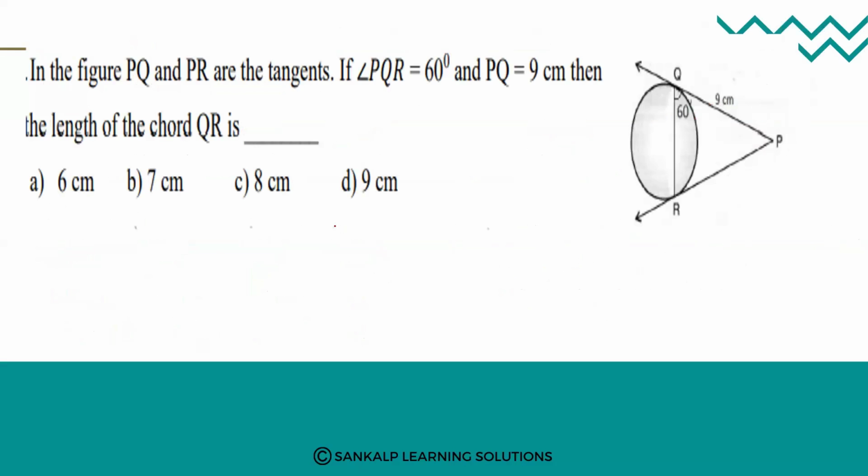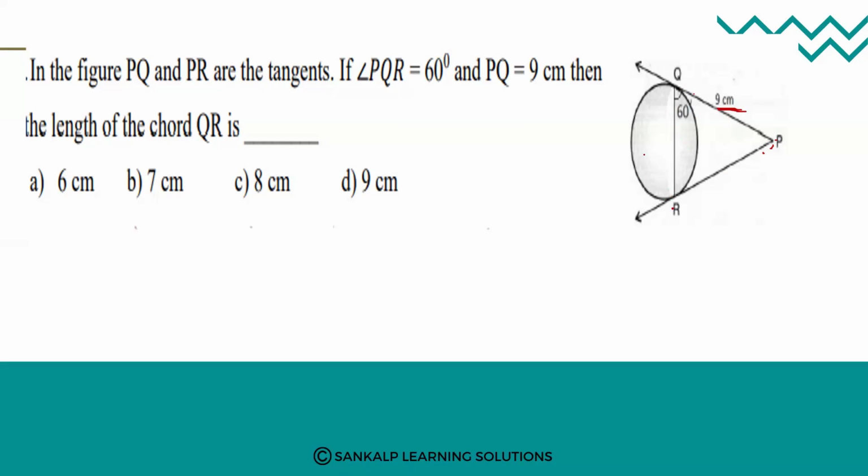Next one. In the figure, PQ and PR are the tangents, right? If PQR is equal to 60 degree, and PQ length they have given, that is 9 centimeter, and the length of QR, length of QR they have asked.